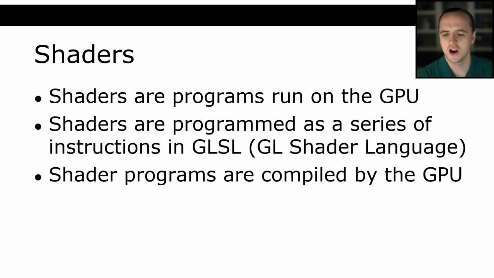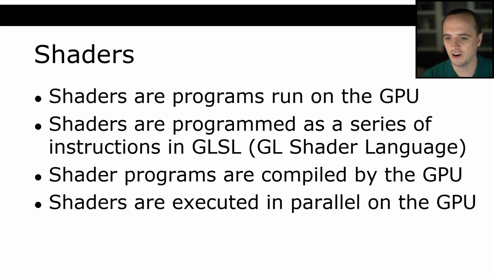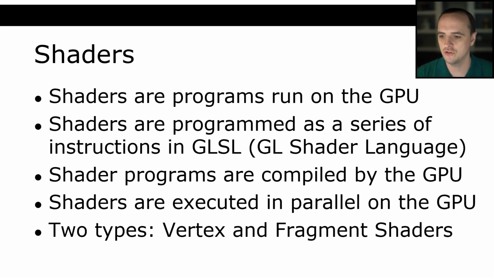Shader programs are compiled by the GPU. So the way that you write a shader program is you define it in a text file, that text gets sent to your GPU and it's compiled on the GPU where it's then run. Shaders are executed in parallel on the GPU, and there's two main types of shaders, vertex shaders and fragment shaders.